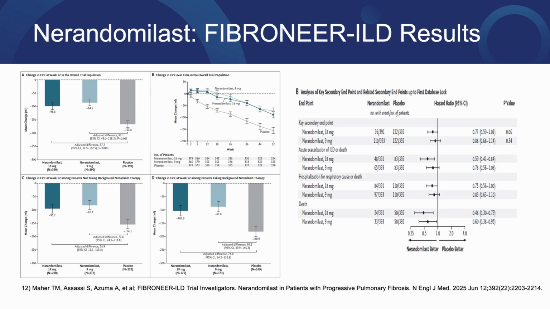This is patients taking nerandomilast, the monotherapy, I think, background, oh no, nintedanib, sorry, background nintedanib, high arm, low arm, and placebo group, change from their baseline FVC. And then this is change in FVC on patients taking nintedanib. One must be Fibroneer, I don't know, I need help from BI on this one.